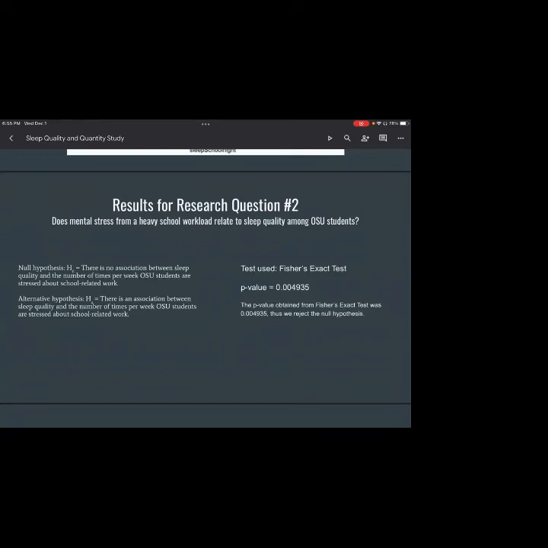After the test was performed, we obtained a p-value of 0.004935. This p-value is clearly smaller than the alpha level, which is 0.05. Thus, we reject the null hypothesis. This means that the results are significant and there is an association.